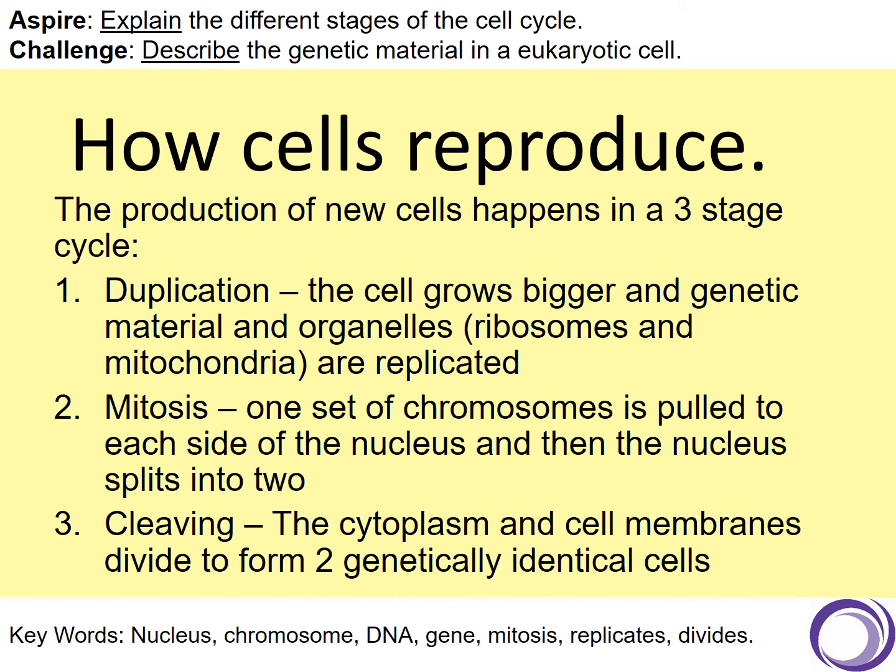And then we have something called cleavage. Think about a cleaver, a knife, which is a cleaver that splits into two. So it will divide the cell. It'll form new membranes around that. And then you've got two genetically identical cells, and they are called clones because they are genetically the exact same as each other. I'll show you a diagram here.